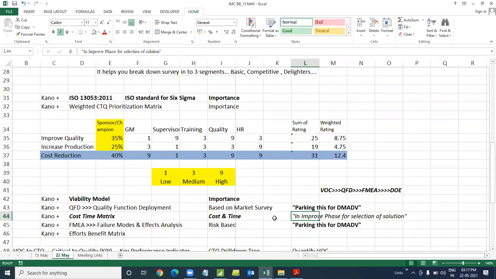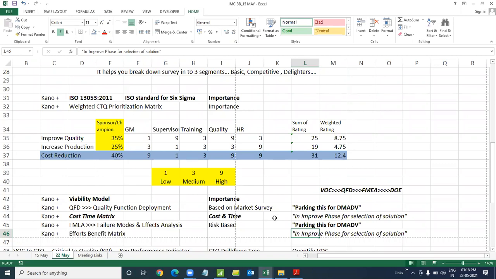Effort benefit matrix, again in selection of solution. When we are implementing the solutions, we would like to evaluate, there are three different ways to improve the product or improve the services, improve the process. Now, we would like to understand which one is a better one based on efforts and benefits. So we will use this in terms of selecting a solution.